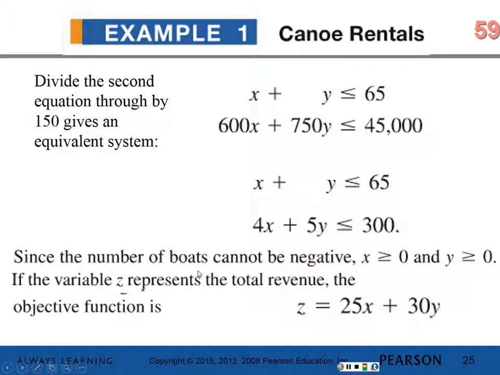And since the number of boats can't be negative, x has to be equal to or greater than 0, and y has to be equal to or greater than 0. Applications problems almost always will have those two constraints. Since z represents the revenue, it is going to be $25 per day for canoes and $30 a day for kayaks.